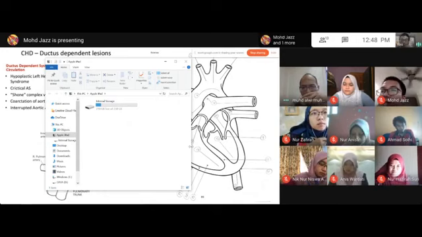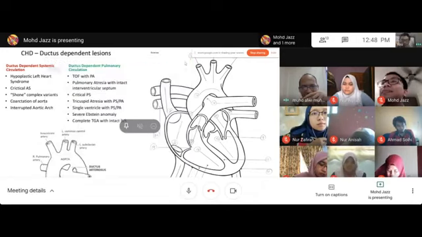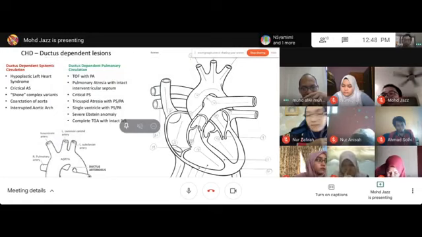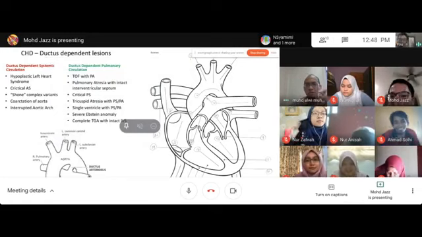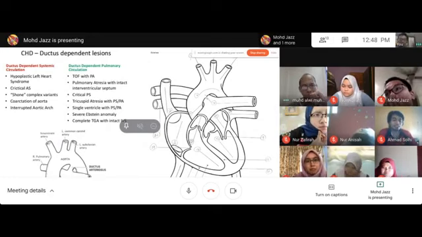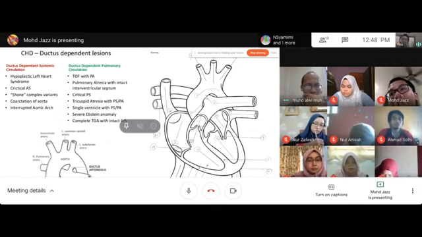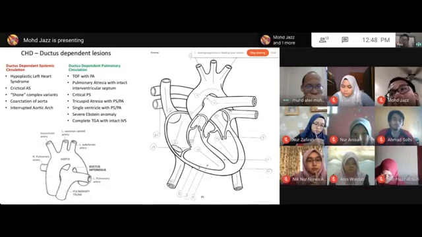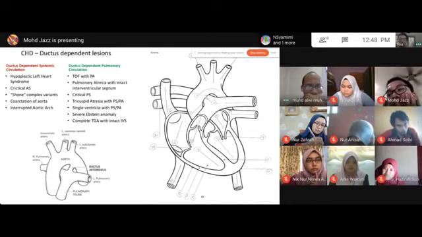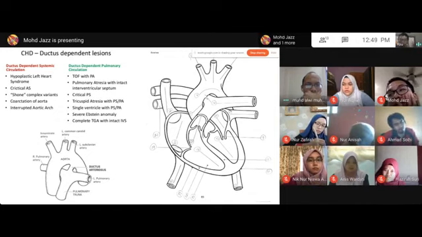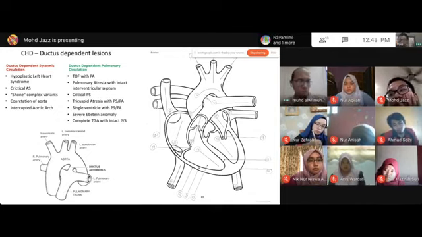Something is obstructing the flow. Largely it can be divided into ductus dependent systemic circulation and ductus dependent pulmonary circulation. In other words, the systemic circulation relies on shunting to occur in order to provide systemic perfusion, whereas the ductus dependent pulmonary circulation relies on the patency of the ductus arteriosus in order to supply the pulmonary circulation. So these are the list of pathologies. Most of them are already covered by Zafira and Akila. However, I will only touch a bit on those that have not been covered yet.